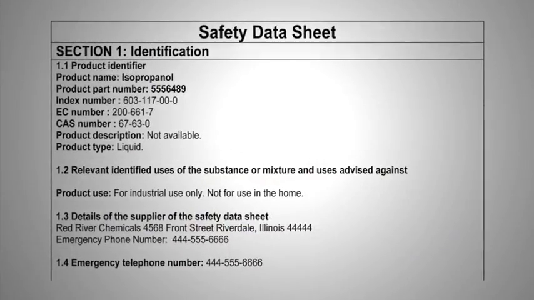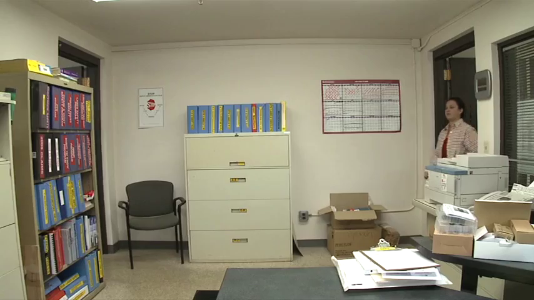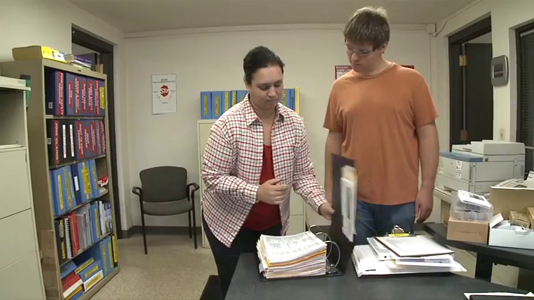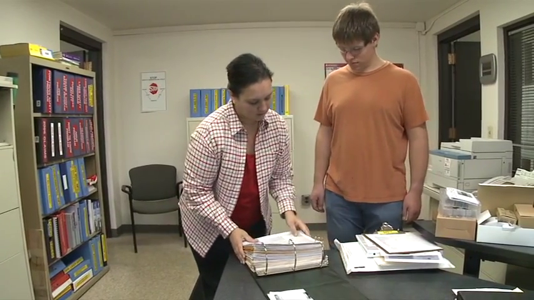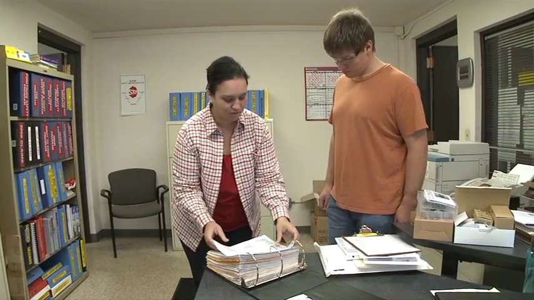That's where this comes in, the Safety Data Sheet, or SDS. These documents contain detailed information about a product. It might look overwhelming at first, but it's organized logically into different sections, making it easier to find the information you want. Fortunately, the important information is at the beginning of the sheet.